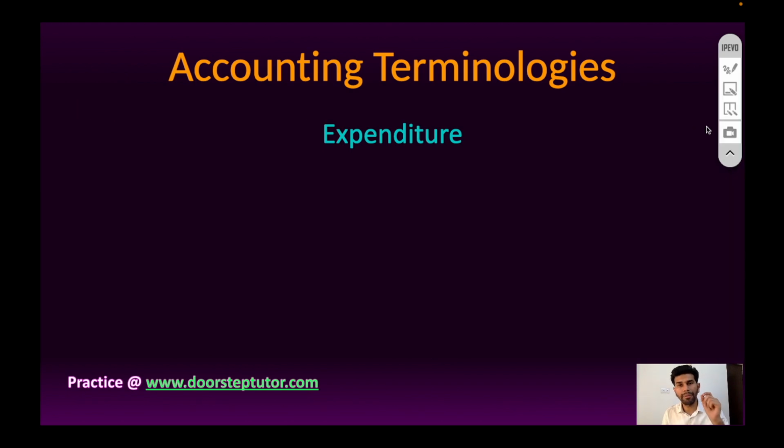So expenditure can be classified into capital expenditure, revenue expenditure, and deferred revenue expenditure. Purchase of fixed assets is capital expenditure. Paying regular expenses is revenue in nature, and deferred revenue expenditure is a kind of revenue expenditure. The benefit can be enjoyed for more than 1 year.